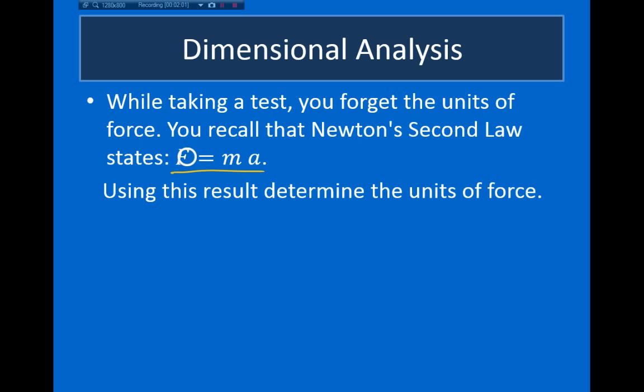So this means that the units of force have to equal units of mass times the units of acceleration. These little square brackets here mean units. So we know units of mass are kilograms, and acceleration, I haven't talked about this yet, but hopefully some of you remember from last year, is meters per second squared. So the units of force have to be kilogram meters per second squared.